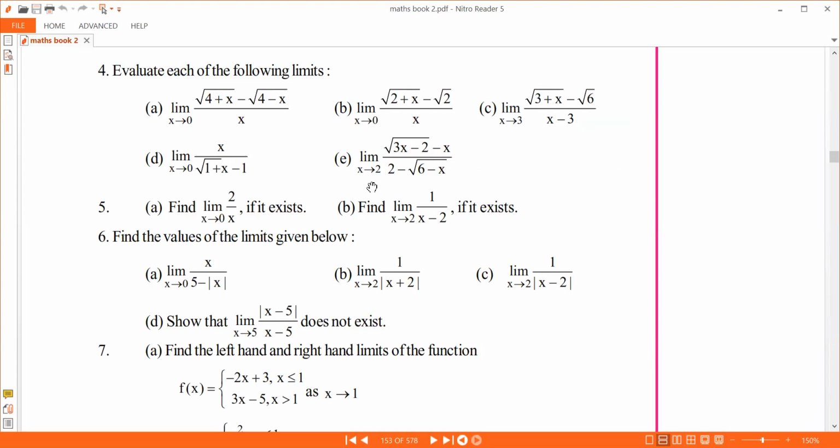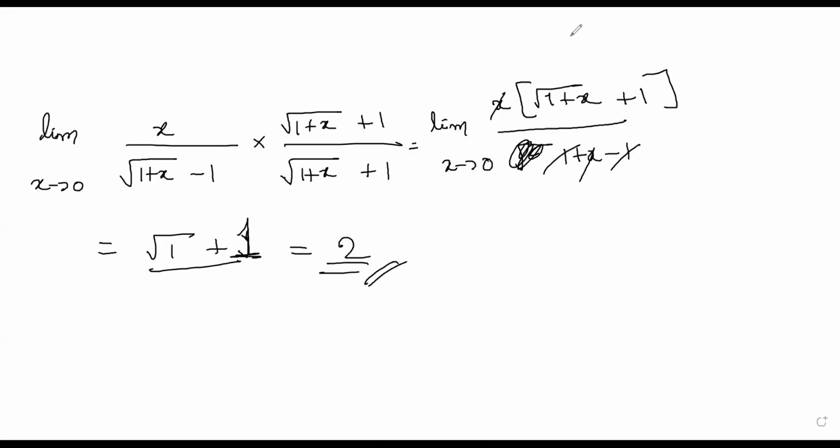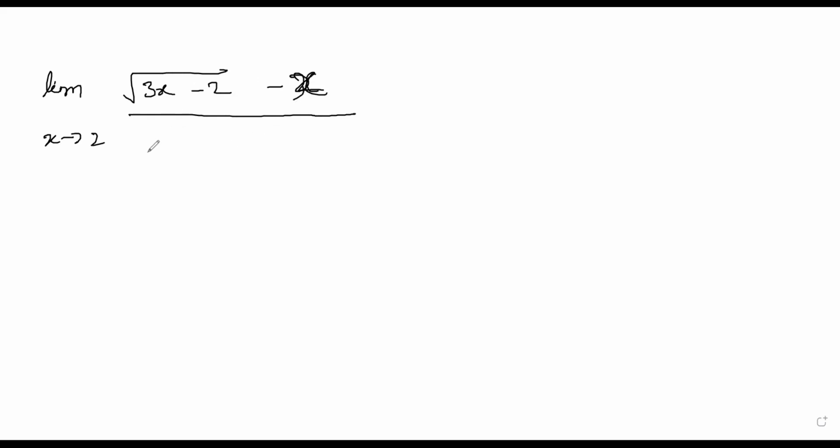The limit as x extends to 2 of square root of 3x minus 2 minus x, divided by 2 minus square root of 6 minus x. Okay. So it is 2 minus square root of 6 minus x. Okay, fine.